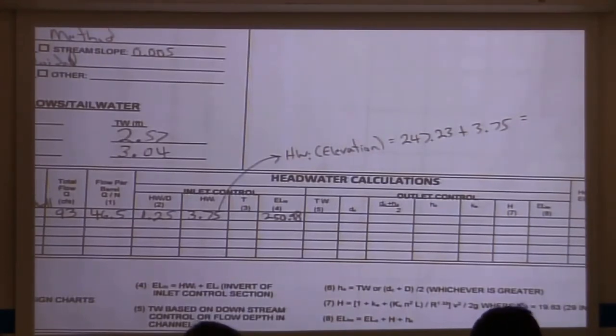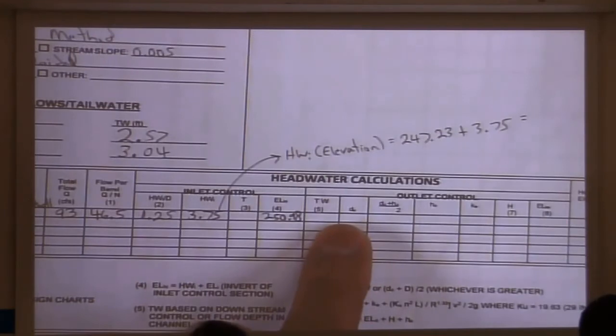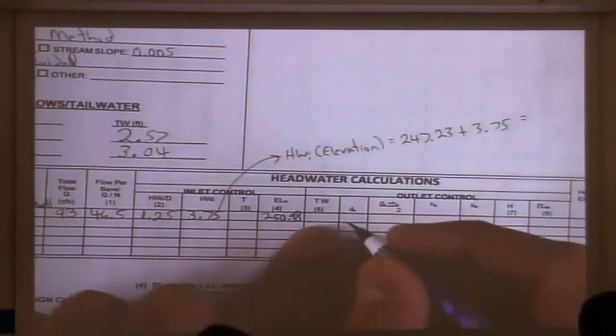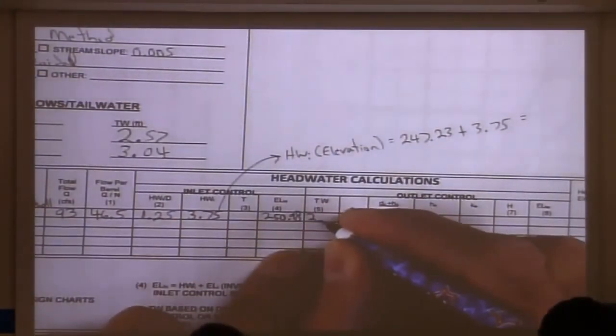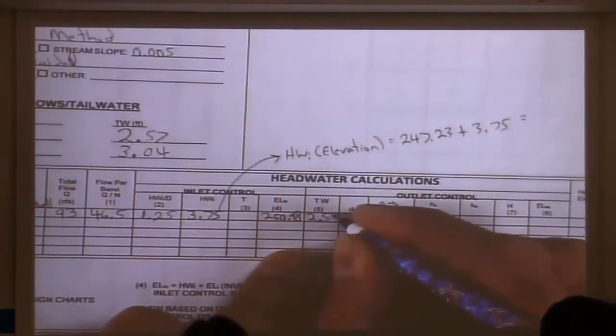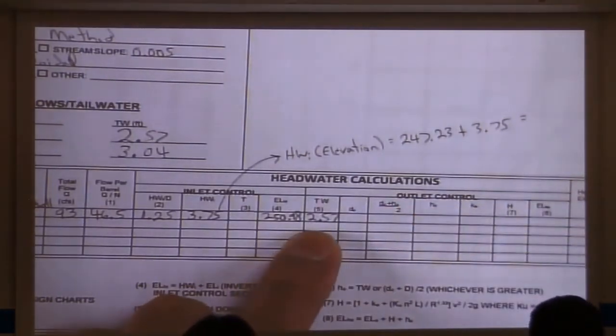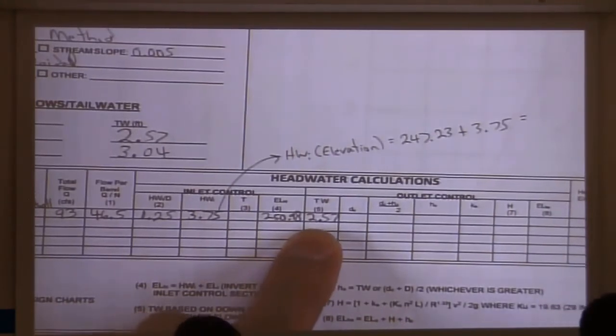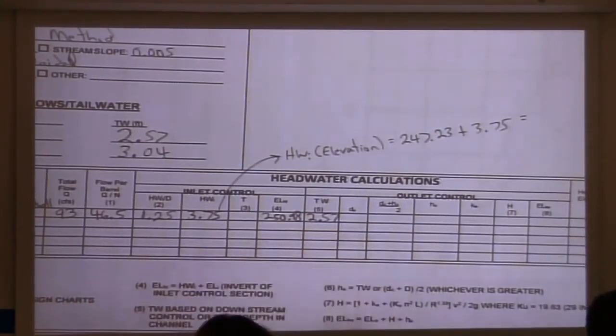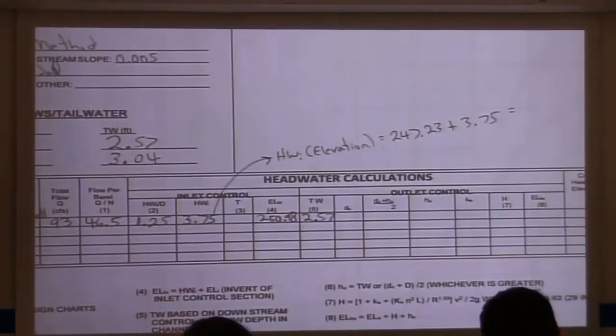So the first thing it asks for is the tailwater, and we know that the tailwater is given as what? 2.57, right? From that stage discharge curve for the tailwater section? Yes. That was provided. The tailwater depth is 2.57 feet. Is that what we're going to use for our tailwater?